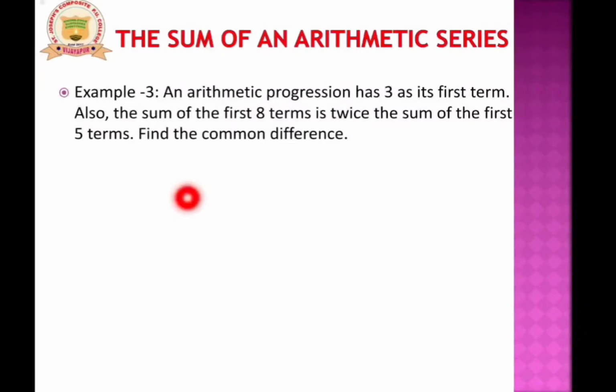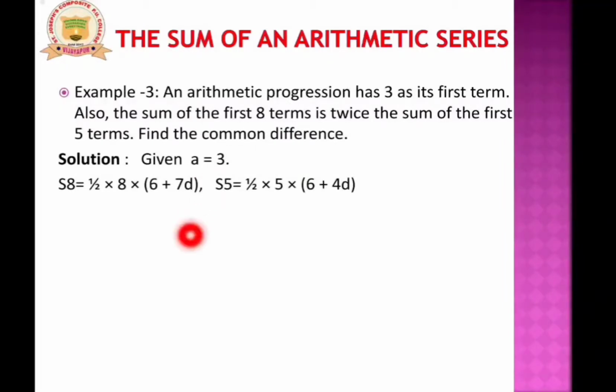Next question, third example. An arithmetic progression has 3 as its first term. Also, the sum of the first 8 terms is twice the sum of the first 5 terms. Find the common difference. This question is somewhat different. Here the first term is given, that is a is equals to 3, and what are they telling? The sum of 8 terms is twice the sum of first 5 terms.